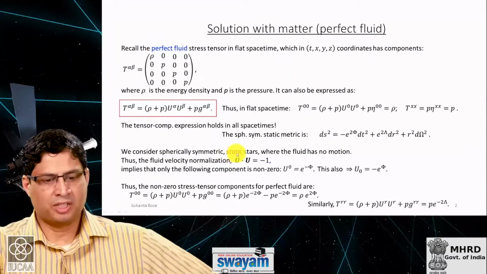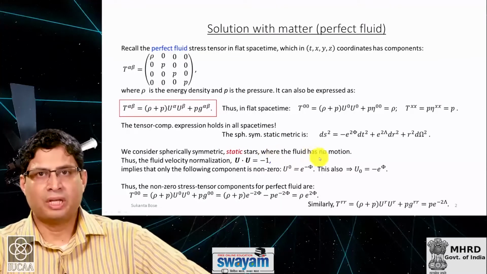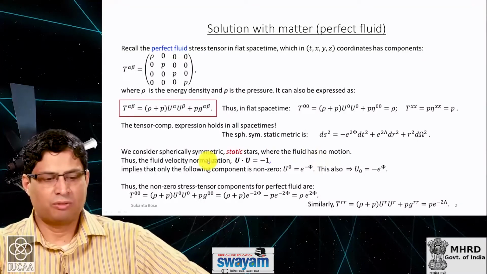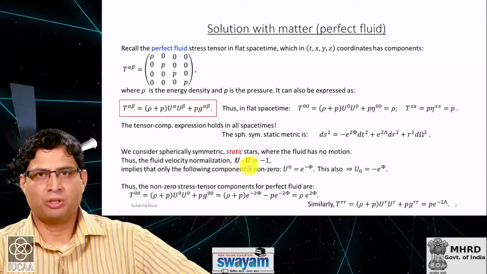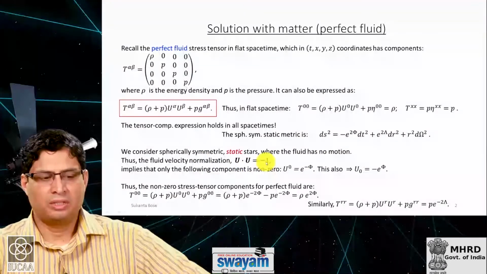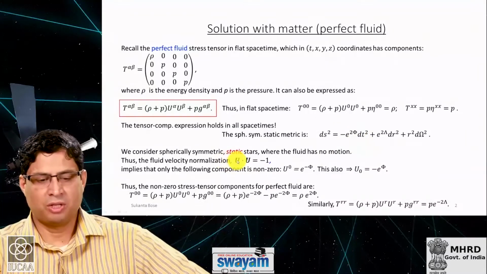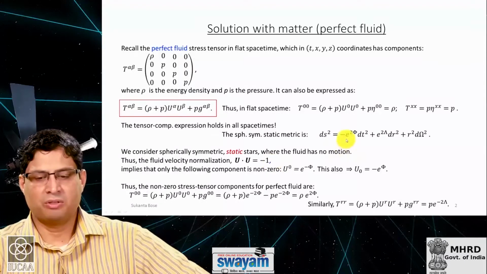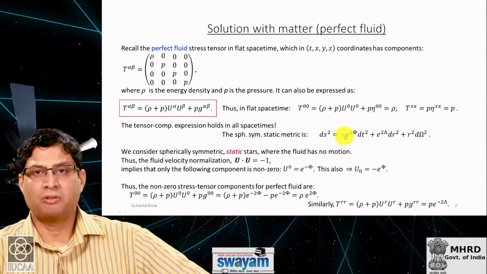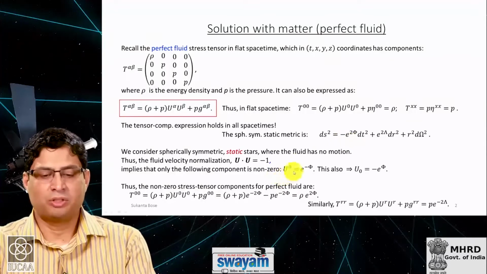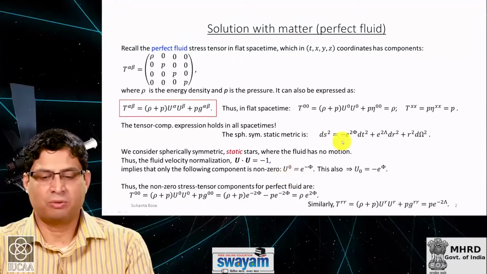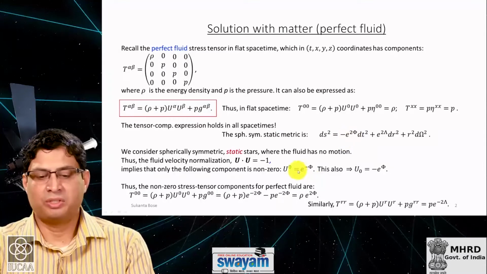Now, for spherically symmetric static stars, the fluid has no motion, and so the fluid velocity normalization tells us u dot u is equal to -1. That in turn implies that our g 0 0 multiplied with u 0 squared is -1, but g 0 0 is negative e to the 2 phi. So, the negative cancels the negative here, and so u 0 will just be the square root of 1 over e to the 2 phi, which is e to the -phi.